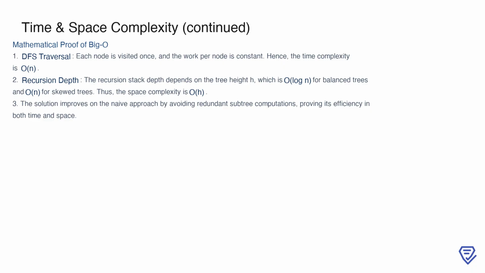For skewed trees, where the height is equal to the total number of nodes, the space complexity becomes O(n). By avoiding redundant computations, the solution improves significantly over naive methods, proving its efficiency in both time and space. This balance between O(n) time complexity and O(h) space complexity demonstrates the effectiveness of the current approach.